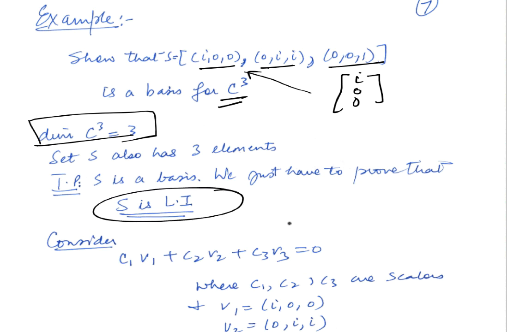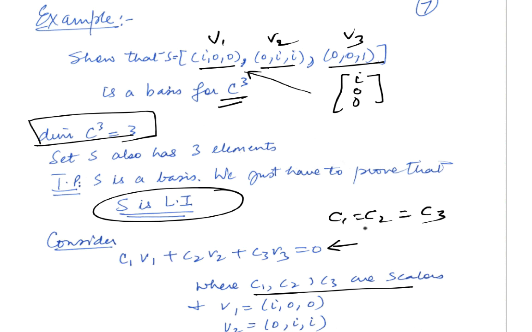So go back to the definition of linear independence. That means if you take a linear combination c1v1 + c2v2 + c3v3, where these are scalars, with these vectors v1, v2, v3, then the set is linearly independent only if each of the ci is 0.